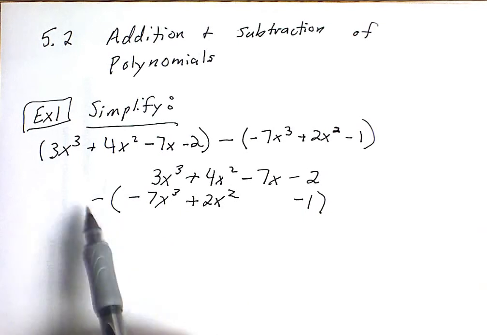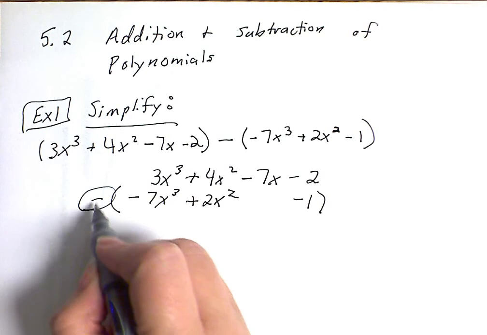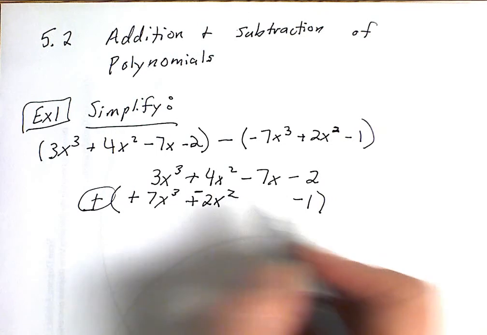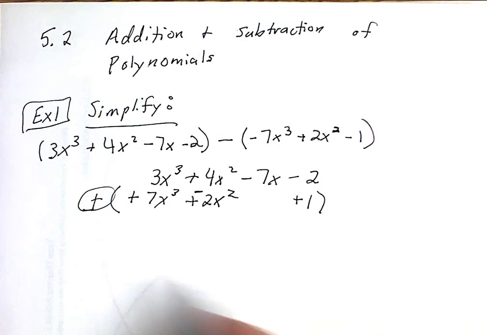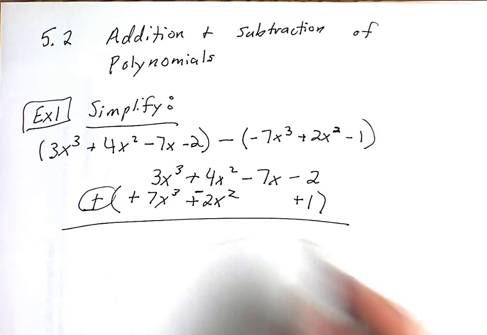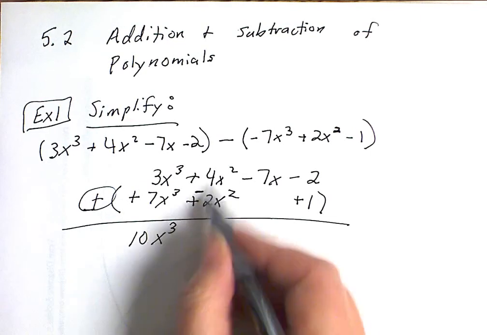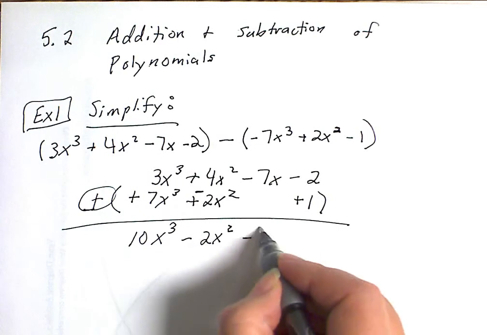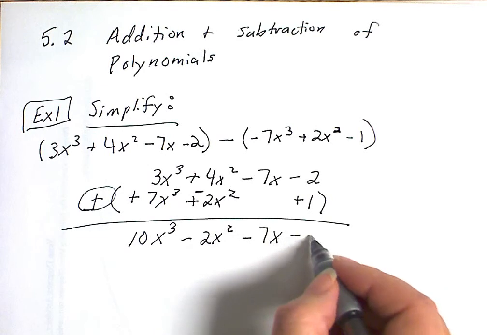Does anybody know what we have to do with this negative? What's going to happen to all the signs? They're going to change, yep. So I'm going to change them. This was negative, so it's going to be a positive. It's positive, so now it's a negative. And over here, that was a negative, and now it's positive. And then you simply add down. So we have 10x cubed minus 2x squared minus 7x, and then we have minus my 1.